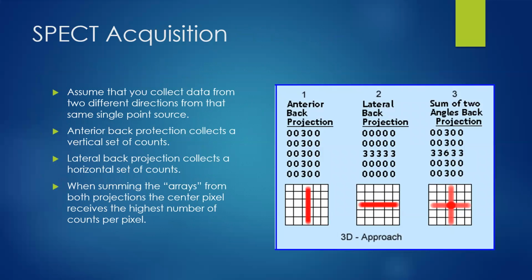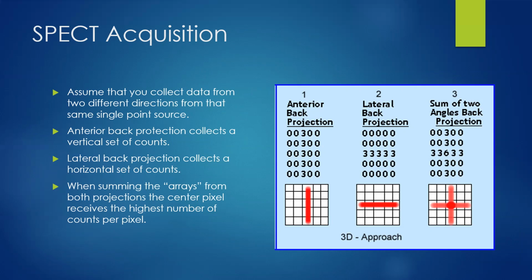Now let's take a look at a SPECT scan. So in this scenario, assume that you're going to collect the data from 2 different directions. We're going to go anterior back projection and lateral back projection. Look at the diagram. And what happens when we get the sum of the arrays, keywords, sum of the arrays, because you've got 2 rays going on there, collecting all the way across on horizontal and all the way across on vertical, you get 3s across the board on both angles with the center dot being a total of 6. So we have a center point that we can focus in on.